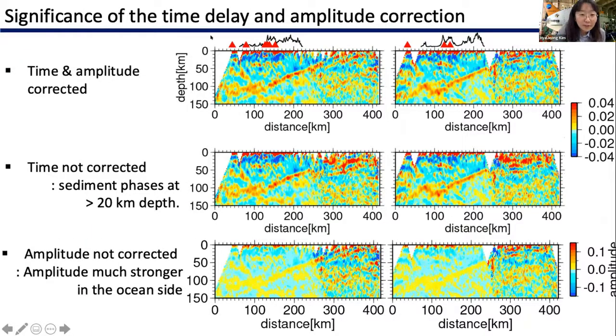So the significance of our two-step correction method can be realized from here. The top row shows the image after time and amplitude correction. The second row shows when the time is not corrected. The right side is the ocean part, and I hope you can see that there is a difference in the positive phases on the right side for both profiles. The phase that I am pointing to now with my mouse cursor is from the sediment basement. It is located at depths deeper than 20 kilometers, which of course should be corrected for a coherent image.